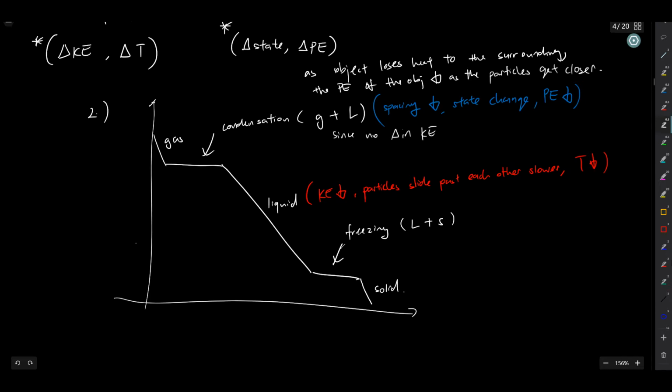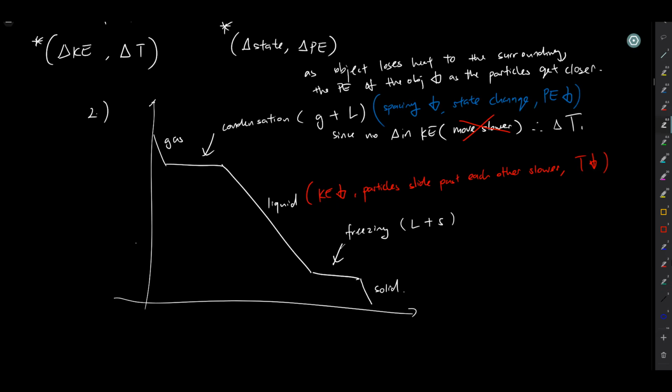So no change in KE, so a lot of students love writing this: they move slower. No change in KE means you cannot write that. Phrases like move slower, you must avoid writing, because move slower suggests that there's a change in speed. When there's a change in speed, it means that there's a change in KE. So since no change in KE, therefore no change in temperature as well.